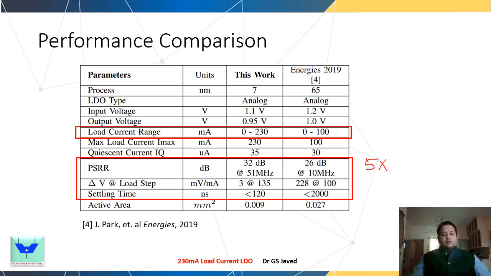The settling time is also 10x better: settling time happens in under 120 nanoseconds, whereas for the reference work, 2000 nanoseconds, or less than 2 microseconds, was given as the settling time. So this allows for fast read and write times where you are able to switch, and also, with the settling time, you are able to reduce the latency of data transfer coming from the power supply operation. So this is a reference work that is taken and given here.